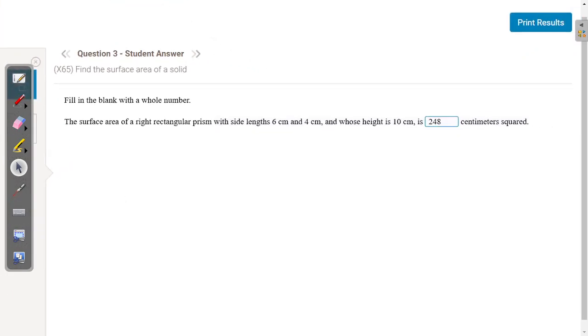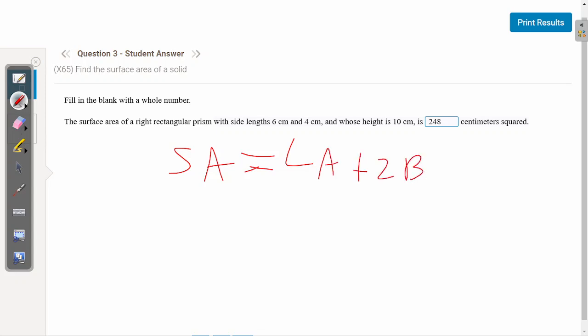Surface area of a right rectangular prism with side lengths 6 and 4, whose height is 10. Okay, surface area of a prism is equal to lateral area plus 2 times the area of the base. Lateral area is the perimeter of the base times the height, so we can just write perimeter of the base times the height plus 2 area of the base. It's a rectangular prism, so the base is a rectangle, so it's length times width.